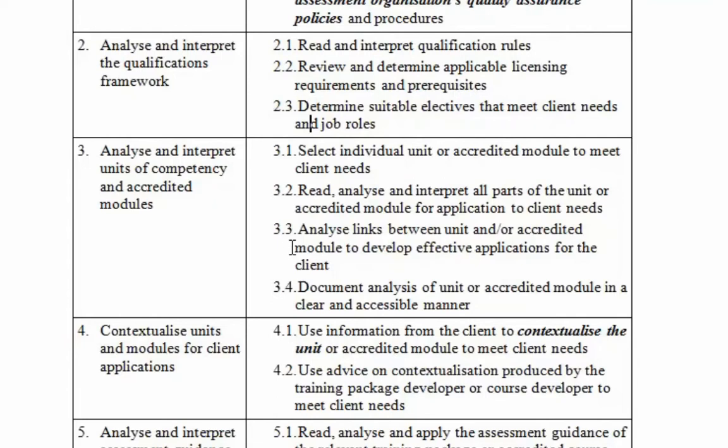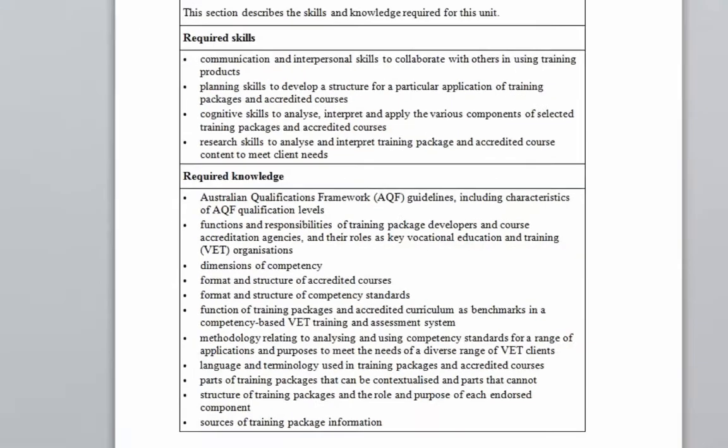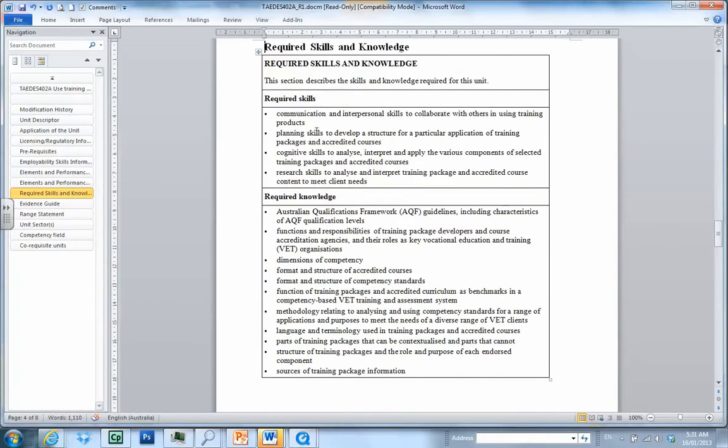Okay, so we'll continue analysing some of the links. The next component is our required knowledge and skills. Let's have a look at our first knowledge component, Australian Qualifications Framework Guidelines. Well, we haven't actually touched on that yet. So let's see what else is there. The functions and responsibilities of training package developers and course accreditation agencies, etc.